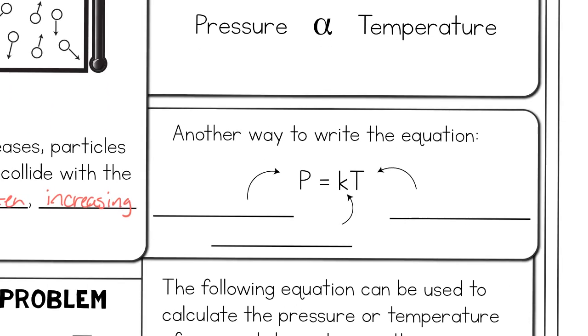And we have our equation. Of course, P always stands for pressure. K would be a constant. And T would be temperature in Kelvin.